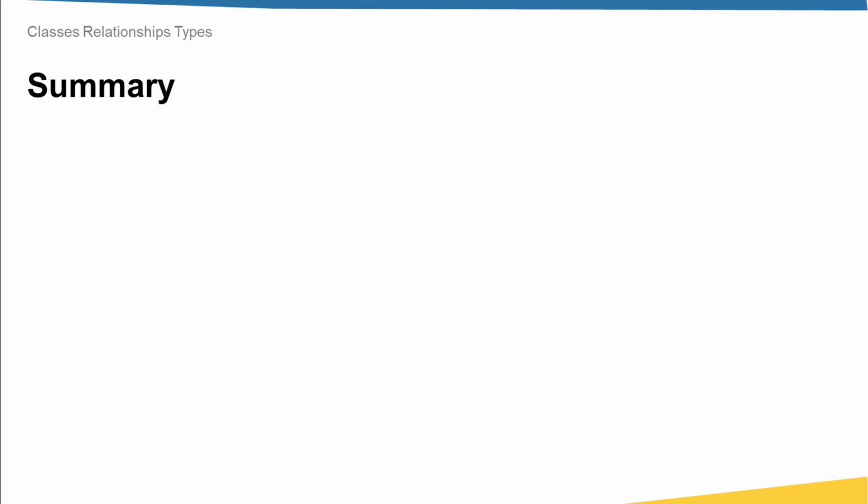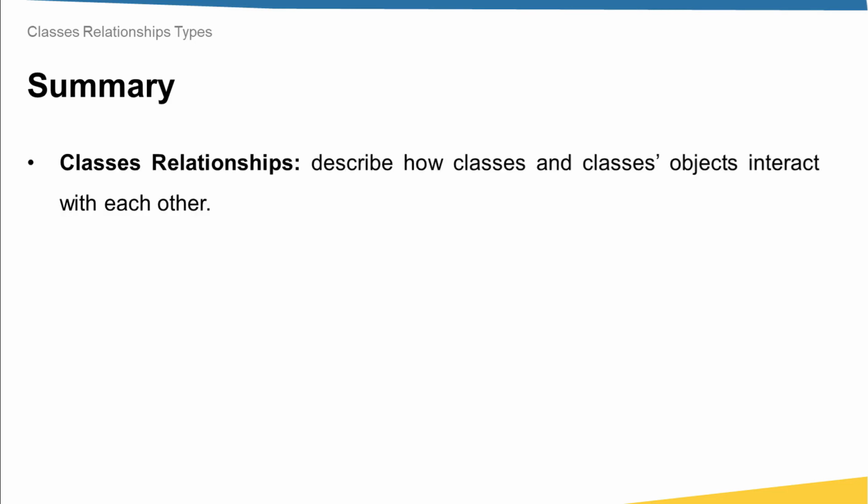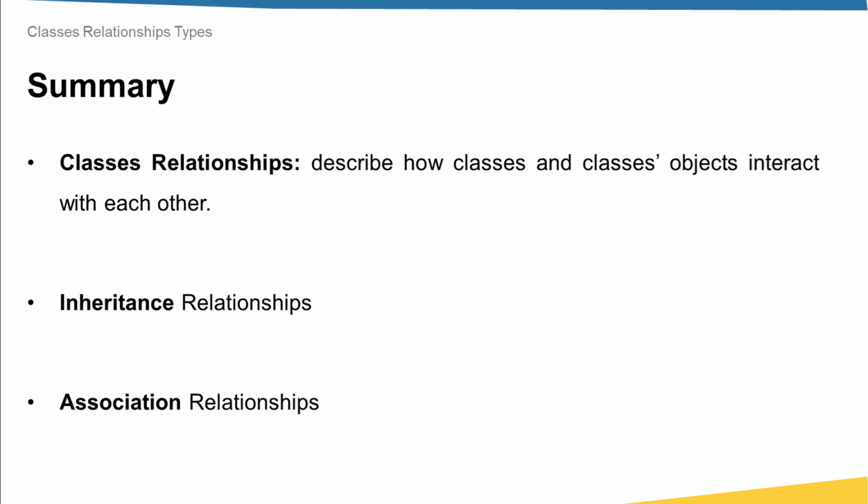Now let's quickly recap what we have learned. We see that in reality, the entities are not isolated. Therefore, we have relationships between entities or classes, and these relationships describe how classes and classes' objects interact with each other. And we see that there are two main types of relationships, which are inheritance and association relationship.